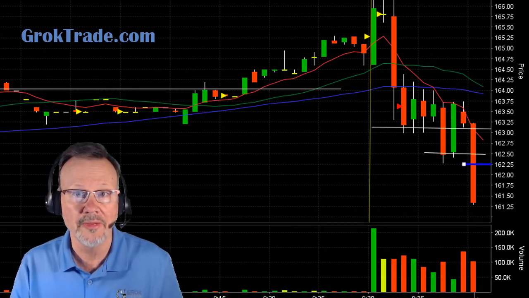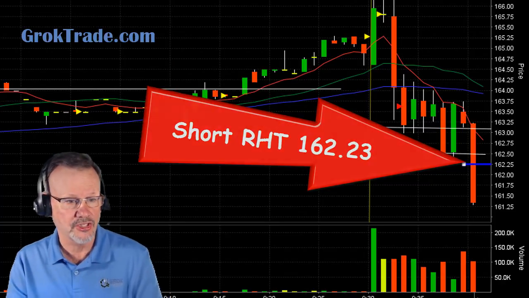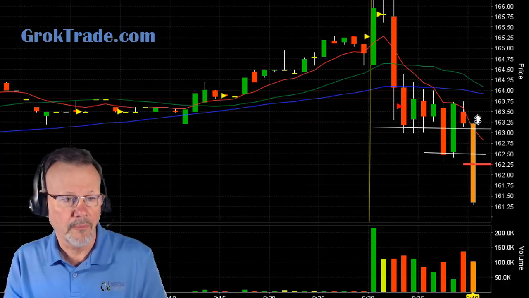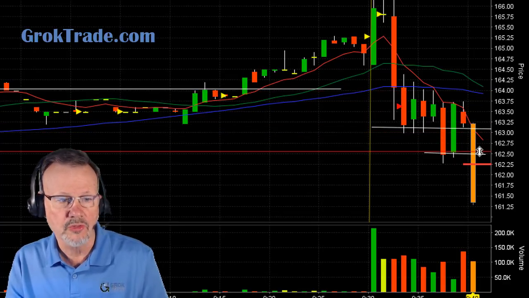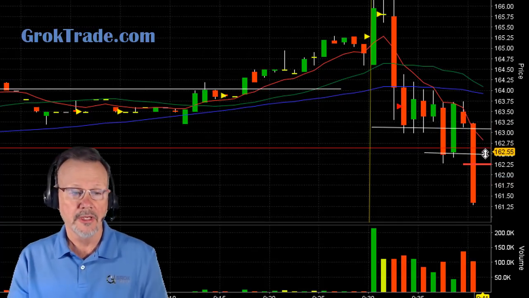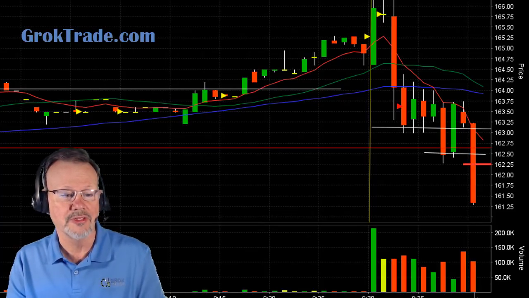Bam, there it goes. I'm in at 162.23. I am short on Red Hat, RHT. Now we're going to go ahead and set a stop up here, right above this 160.250 area, which was support. So that's a shield now for my stop, and that's a less than 1% stop, very tight here. So let's see what happens next.